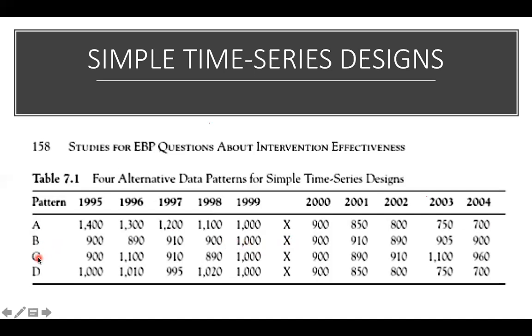Now let's see pattern C. In pattern C, we have 900, then it goes up to 1100, comes down to 910, comes down again, then goes up, intervention applied, it comes down, good, you think it's good, and then it comes down again, okay, but then it goes up, comes down. It's just all over the place. The fact that there is no pattern whatsoever, the absence of a pattern, can be said to be the presence of an extraneous effect, which explains history as a threat to internal validity.